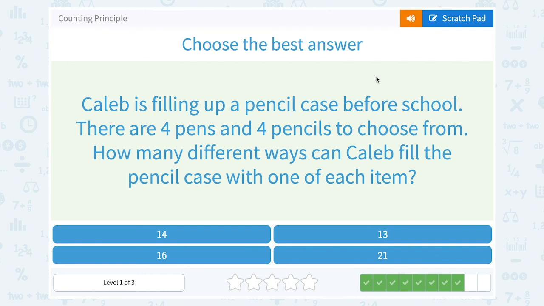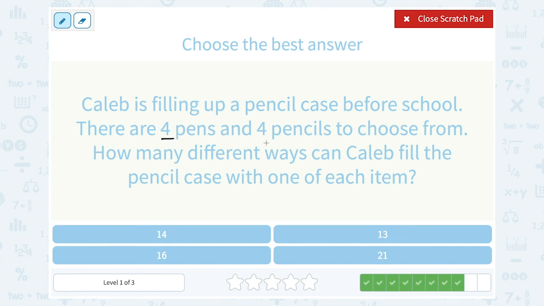Caleb is filling up a pencil case before school. There are 4 pens and 4 pencils to choose from. How many different ways can Caleb fill the pencil case with 1 of each item? Okay, well, counting principle tells us to multiply 4 times 4, and that would give us 16 different ways he can combine his pens and pencils.